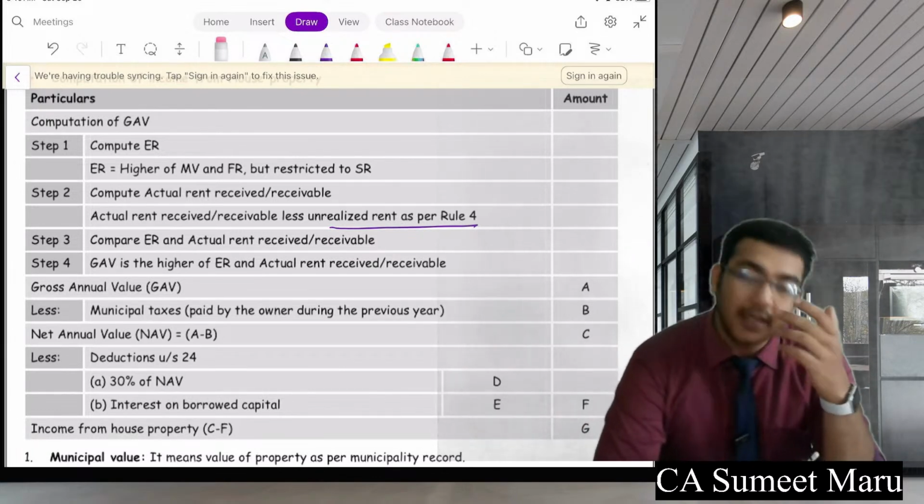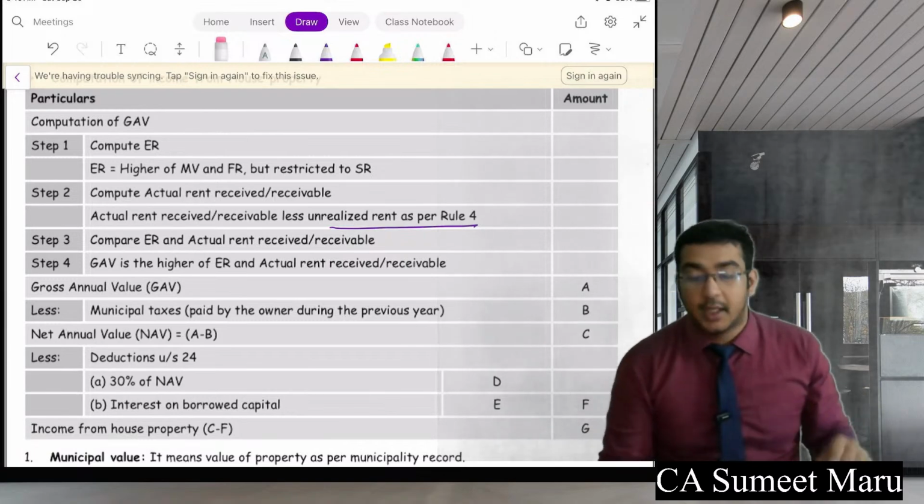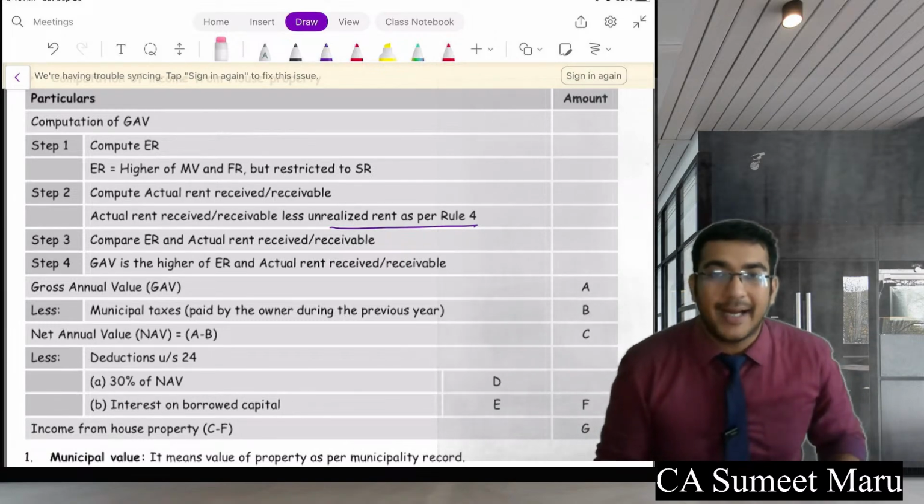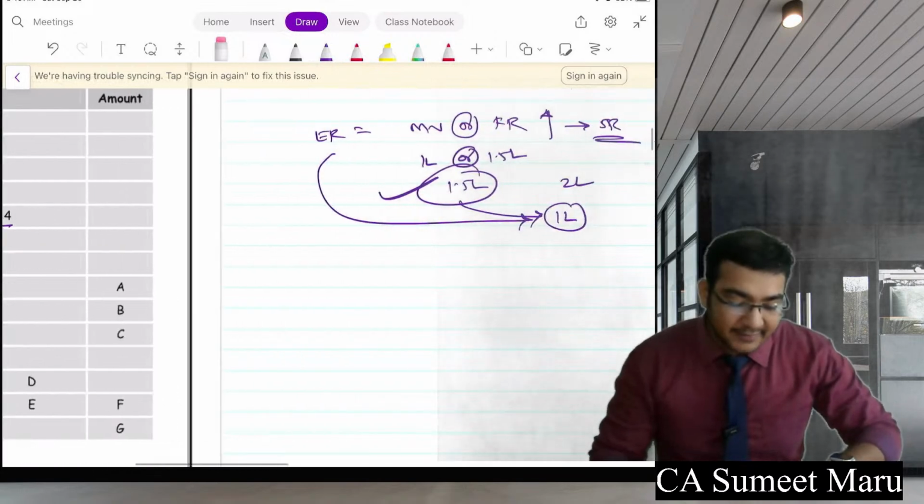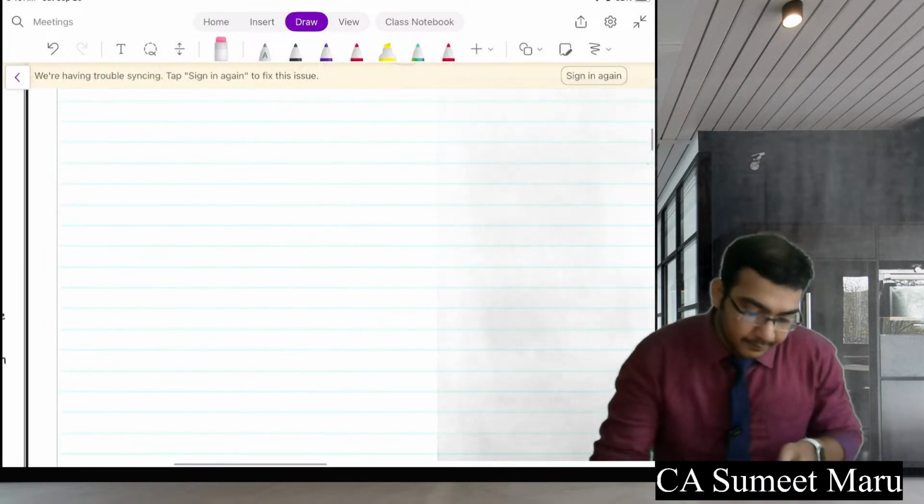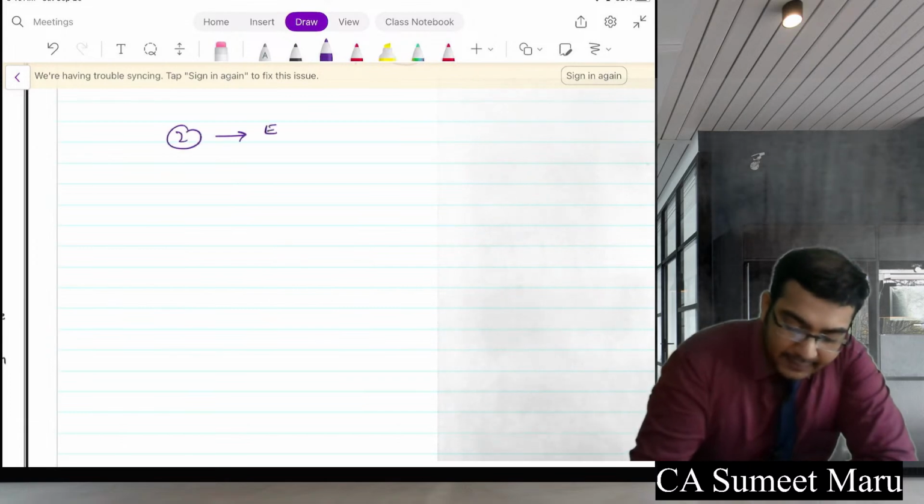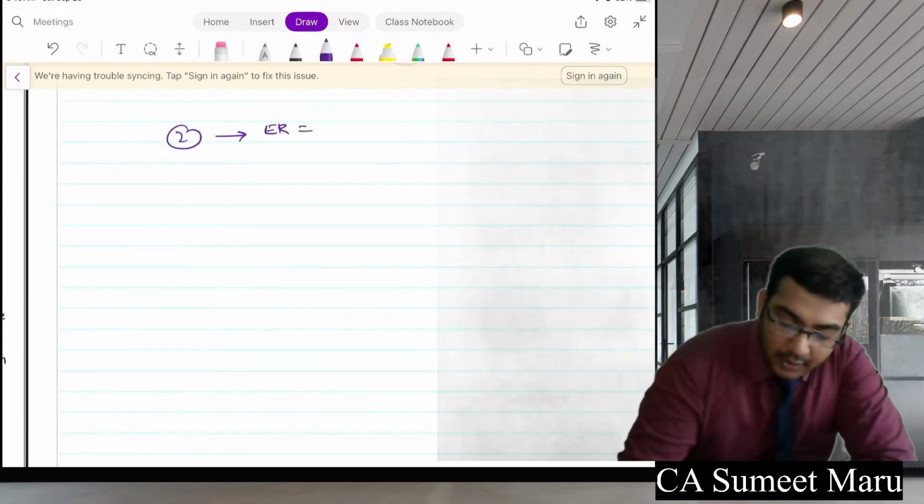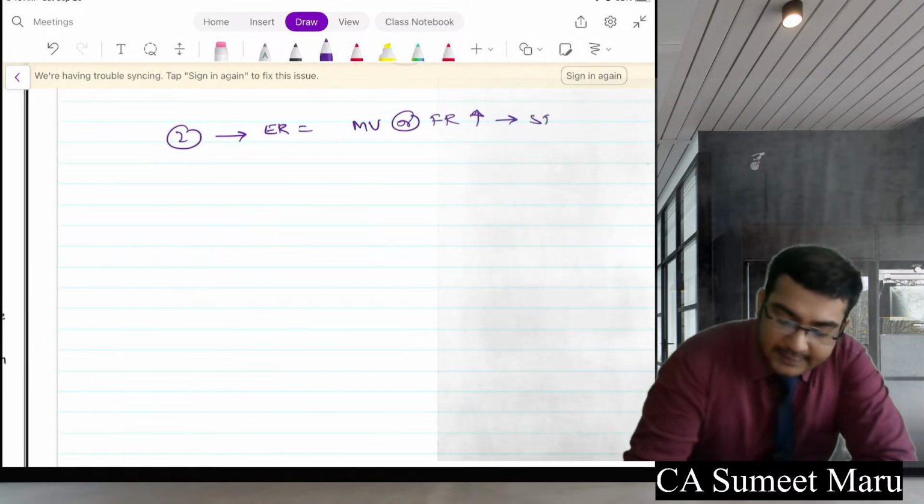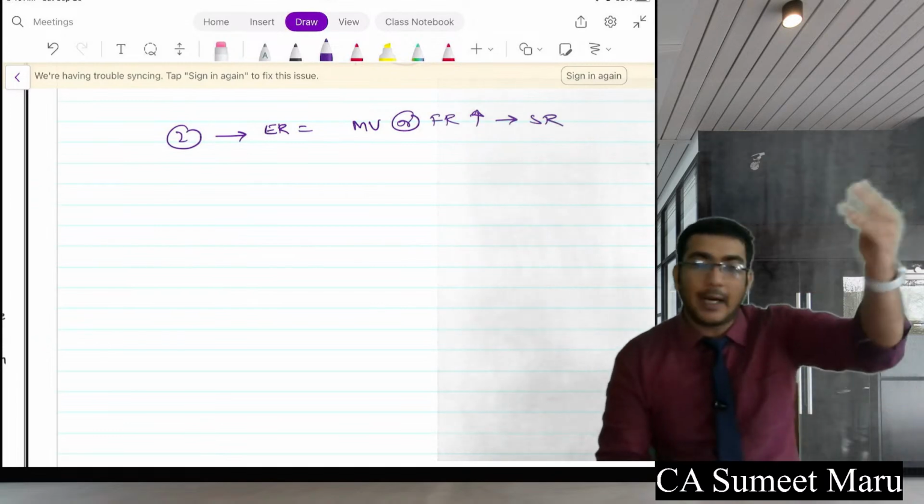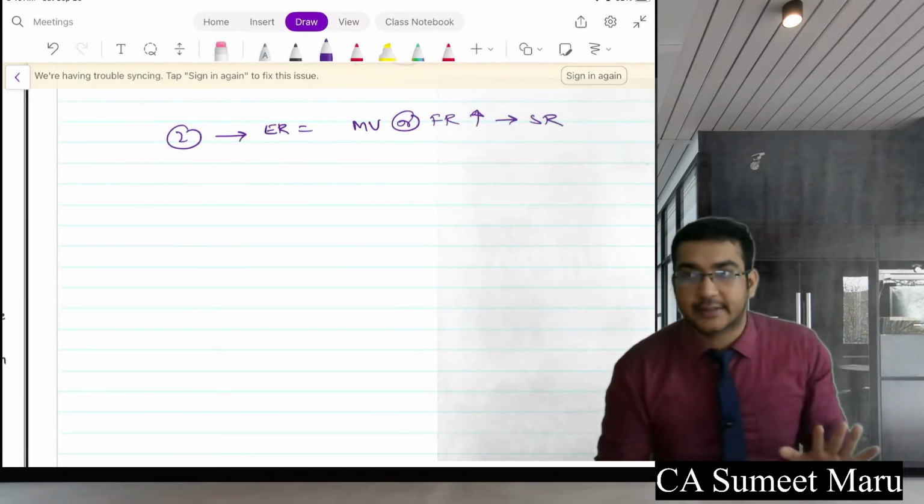Yes. Everyone clear with the complete format? So, let's quickly revise with me, guys. Everyone, come on. First step is to calculate the expected rent. What is your expected rent? It is your municipal value or fair rent, whichever is higher, subject to standard rent. So, standard rent के ऊपर आप नहीं जा सकते हो, नीचे आप बिल्कुल रह सकते हो.